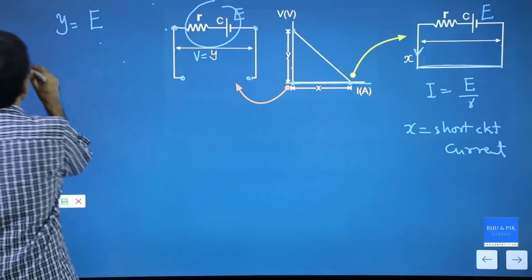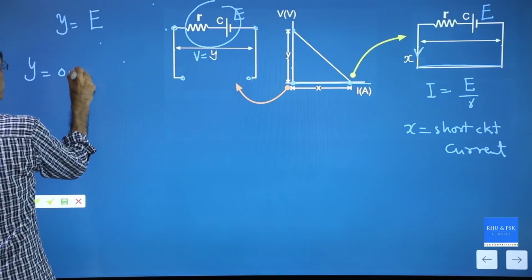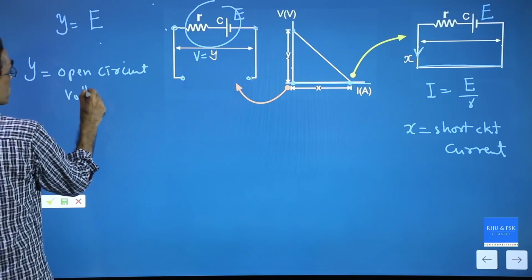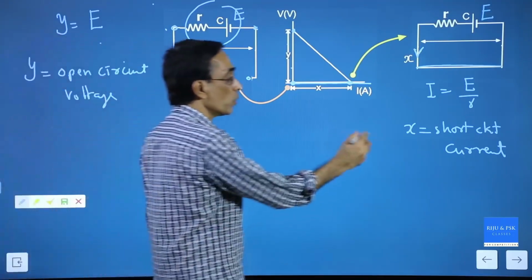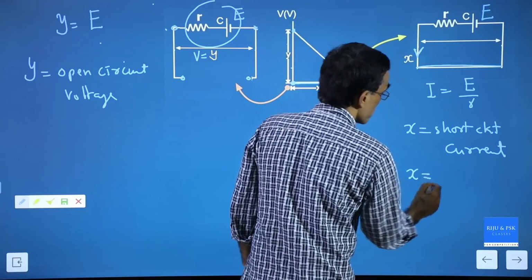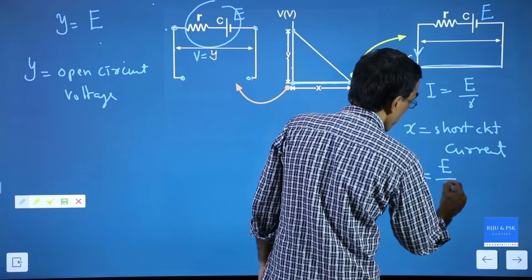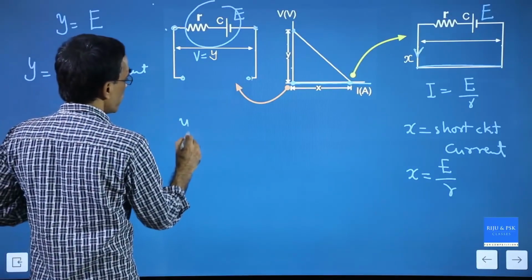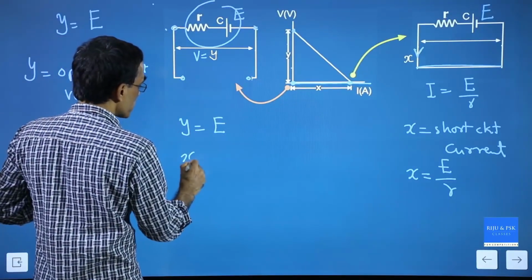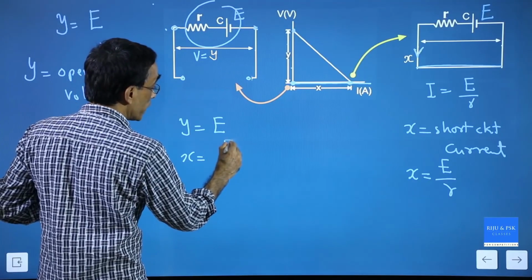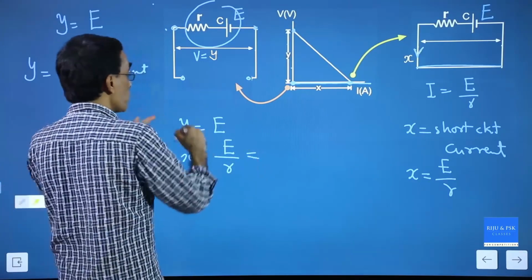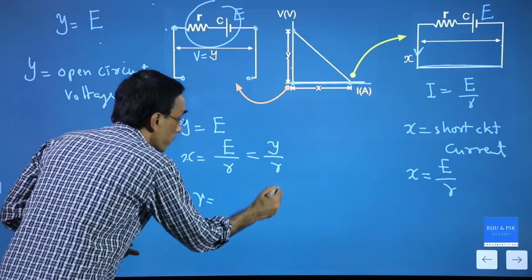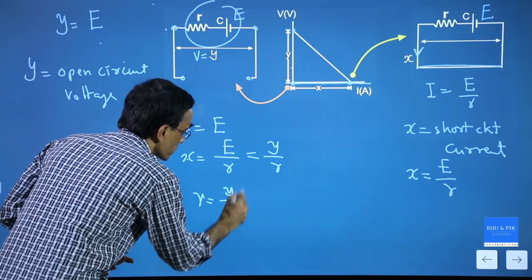And Y is the open circuit voltage. And we know X has a relation. What is X? X is equal to EMF by internal resistance. Now let us combine them. Y is equal to E, X is the short circuit current, which should be equal to E divided by R, and E is equal to Y, so that is nothing but Y by R. So what is the internal resistance R? X equal to Y by R, so R is equal to Y by X. So this is the relation.